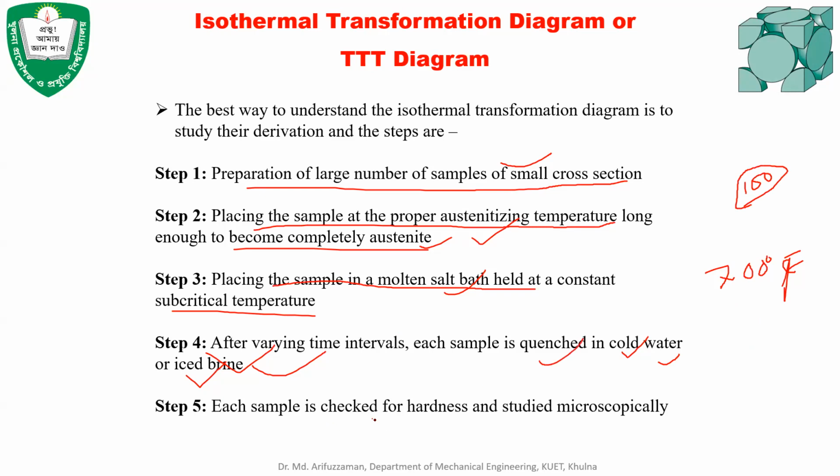After that you check for hardness and study microscopically. That means you check the hardness of the material after quenching for all samples, and also you check the microstructure of all the samples to ensure how much martensite has been produced. Okay, and step 6 is the repetition of this at a different temperature.